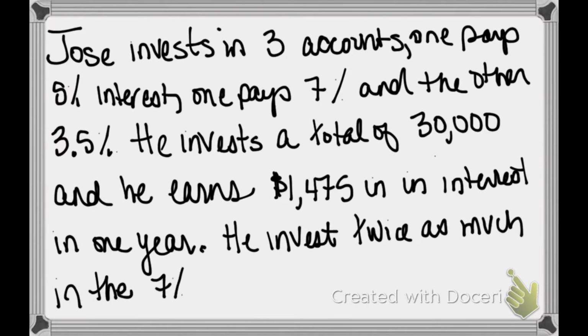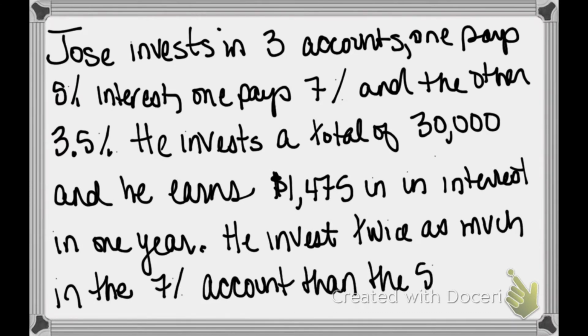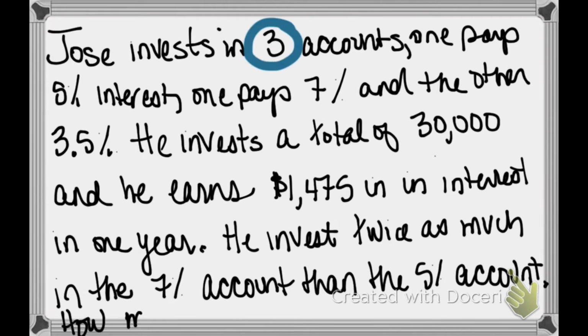And one more thing, he invests twice as much in the 7% account than he has in the 5% account. So let's look at this. What do we need to know here? Oh, you actually need a question first. So the question is, how much does he invest in each account?